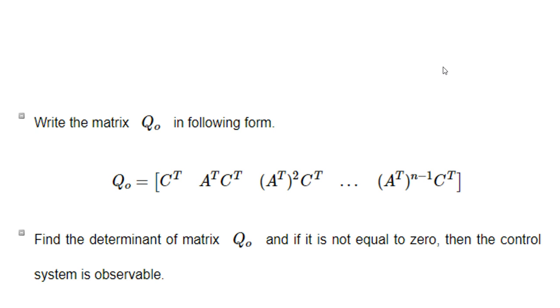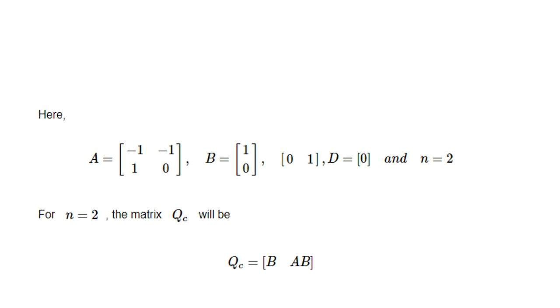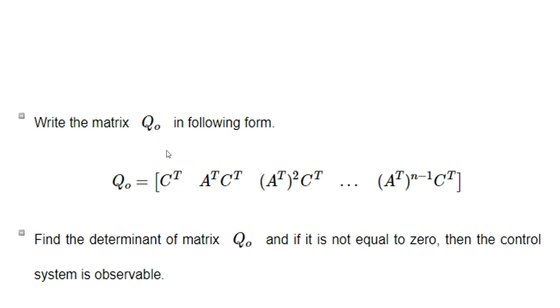Again, what we have to do is write the matrix in the form of QO. So O is for observability. Okay, so see, previously we have seen QC. So this C, small c, is for controllability, and here this O is for observability. So we have to find here QO, which is nothing but the set of this: CT, then AT into CT, then AT square into CT, up to AT raised to n minus 1 into CT.